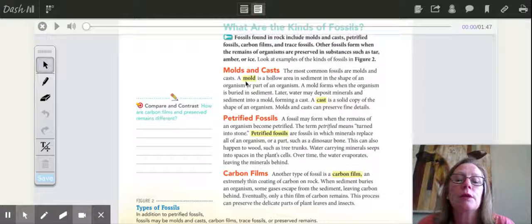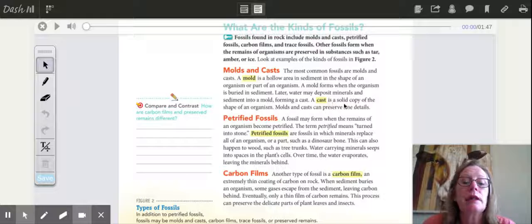Then down here where it's bolded for you and highlighted, underline this. A mold is a hollow area in sediment in the shape of an organism or part of an organism. Good one to highlight. Then drop down and it says a cast is a solid copy of the shape of an organism. And don't forget, molds and casts can both preserve fine details.